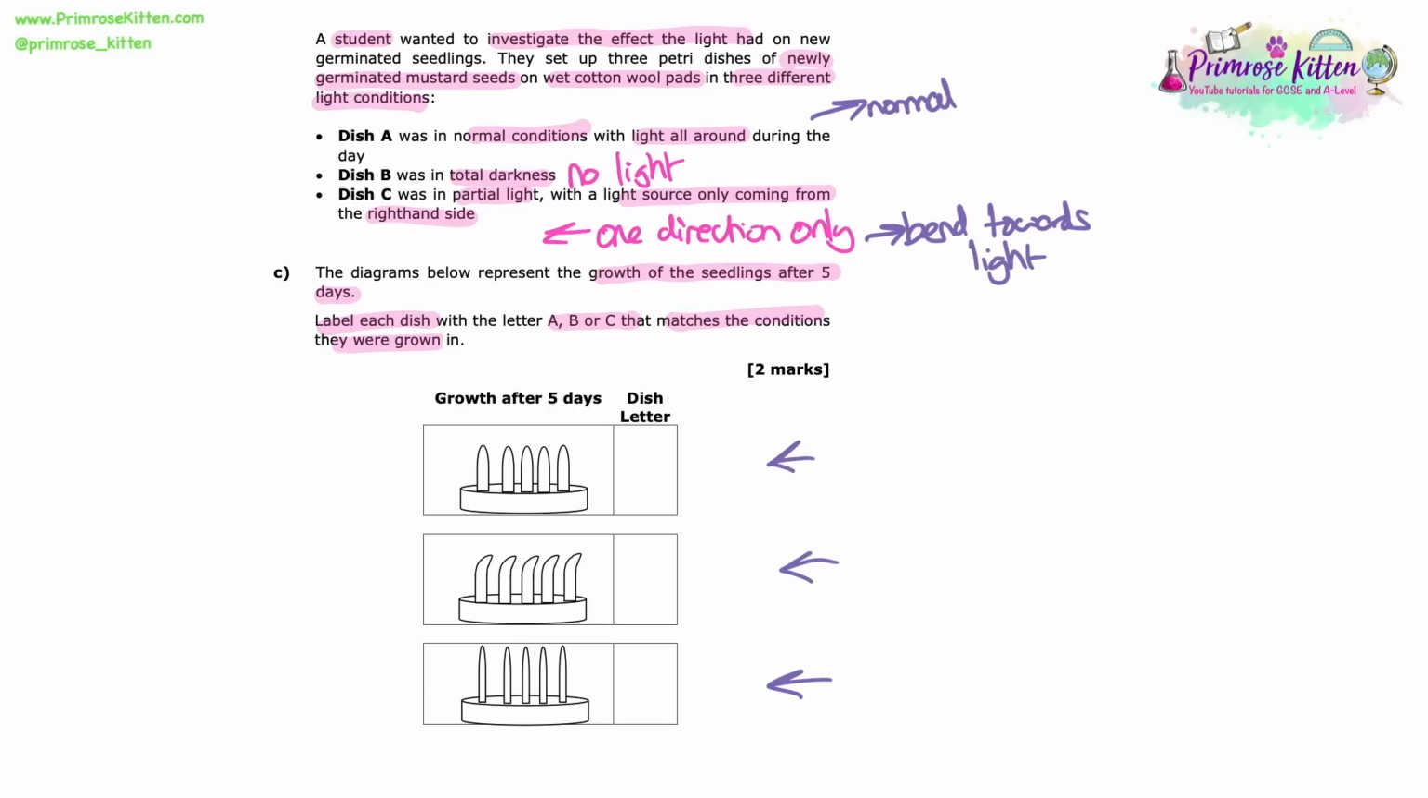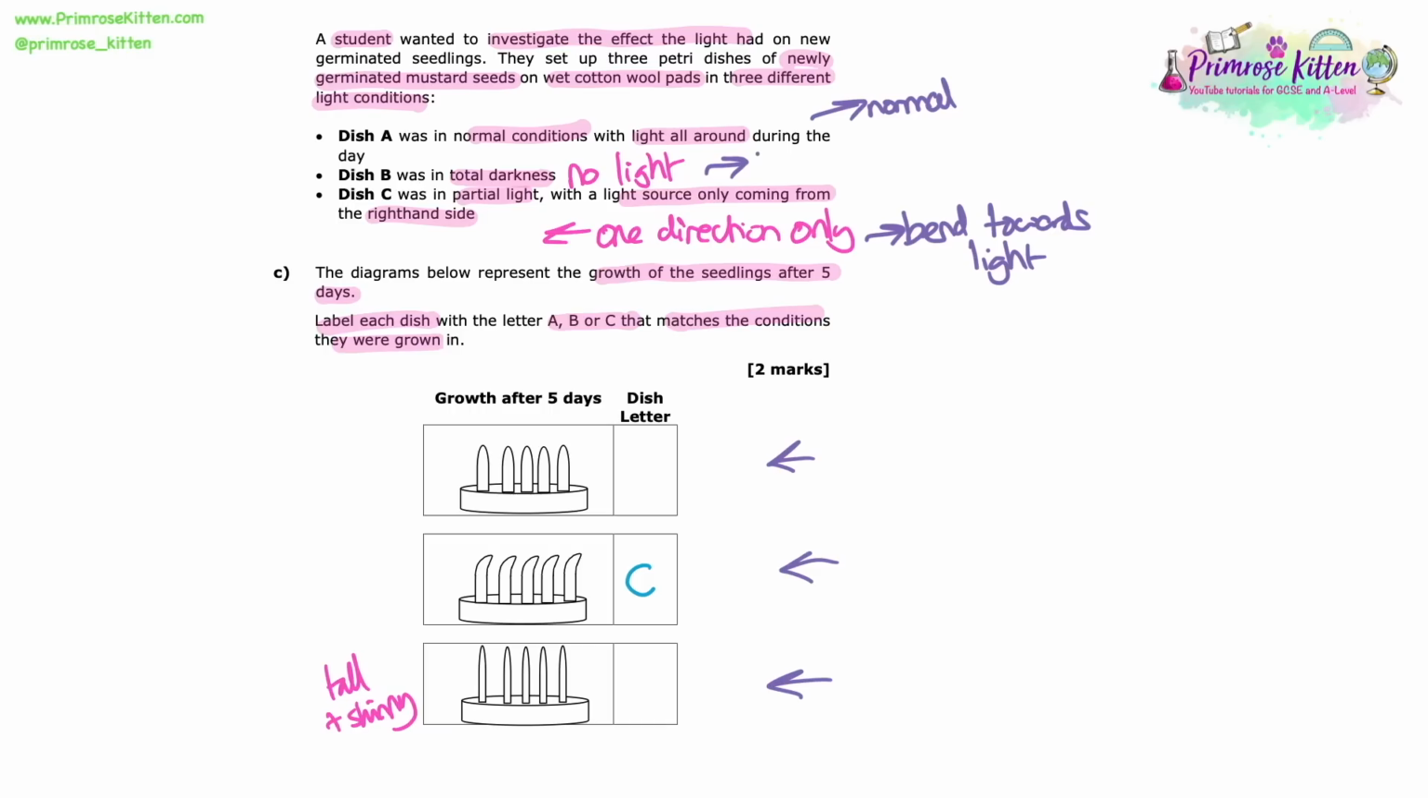So if it's going to bend towards the light, think about how it's coming from the right-hand side. The only one that's bending towards the right-hand side is C. And I put the arrows on to show where the light was coming from. If it was coming from the right-hand side, like we said, for treatment C, so that must be dish C. So then we've got to choose between the other two.